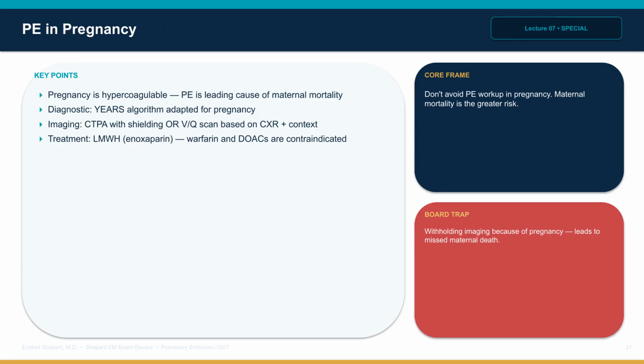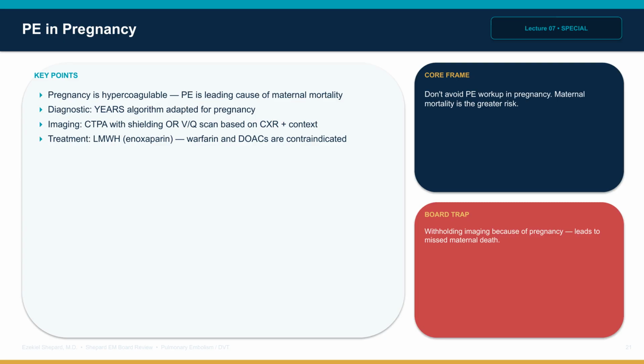Pregnancy is a hypercoagulable state, and PE is a leading cause of pregnancy-related mortality. Diagnostic algorithms include the Years algorithm adapted for pregnancy. Imaging options include CT pulmonary angiography or VQ scan. Fetal shielding is no longer routinely recommended per the American Association of Physicists in Medicine. The board favorite: with a normal chest X-ray in pregnancy, VQ scan is often preferred to reduce maternal breast radiation exposure. Both modalities deliver fetal doses well below the teratogenic threshold.